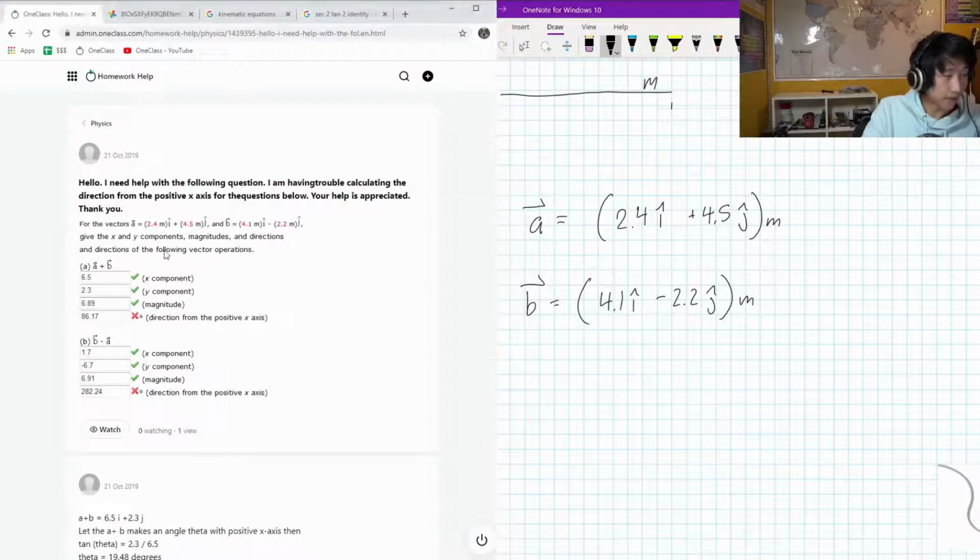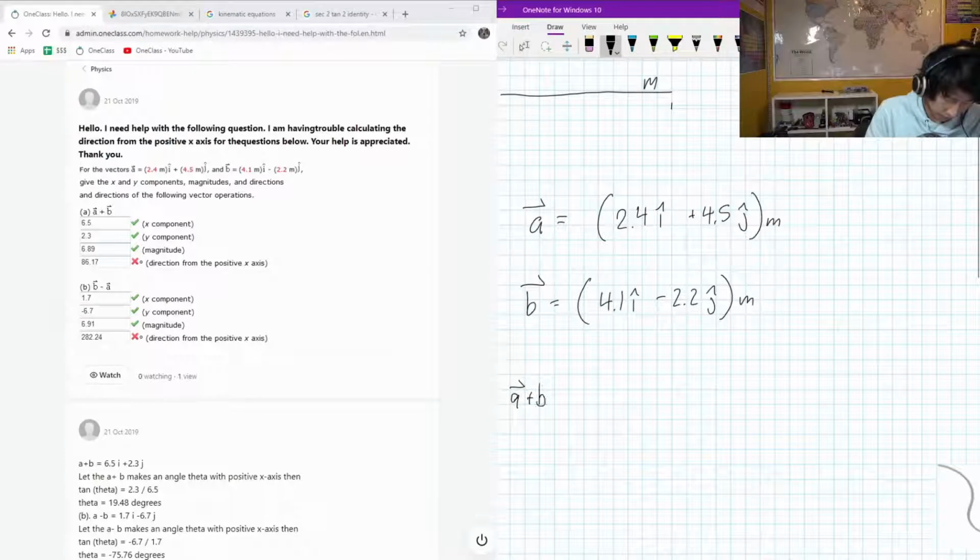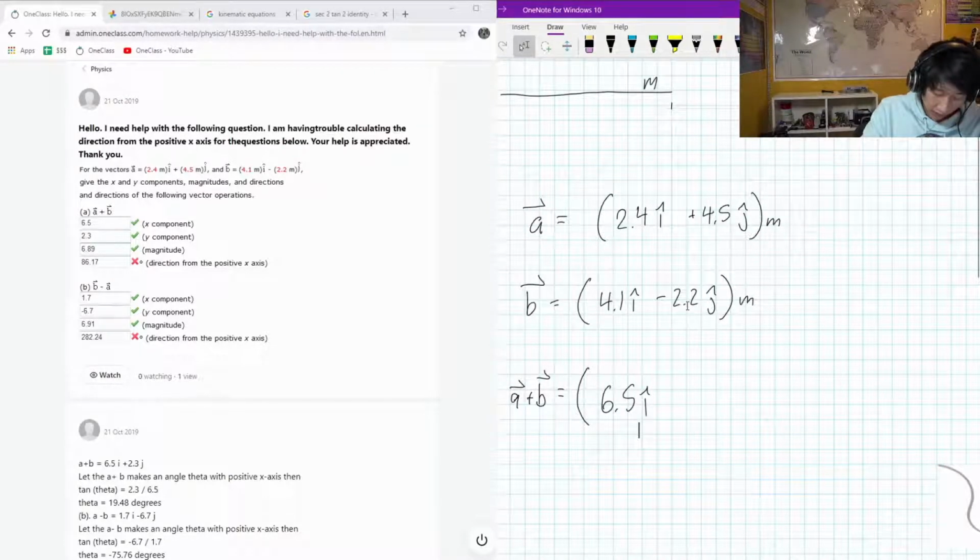Now we have to compute the following vector quantities. First, a plus b. Well, we just have to add up these components. The i terms go with the i terms, and the j terms go with the j terms. So the i terms added together: 2.4 plus 4.1 is 6.5. And then 4.5 plus negative 2.2 is 2.3. So 6.5 i plus 2.3 j meters.